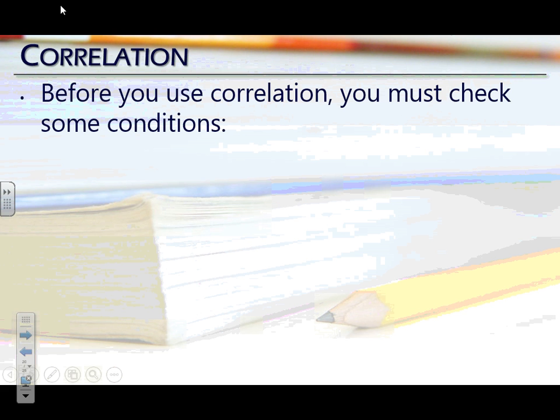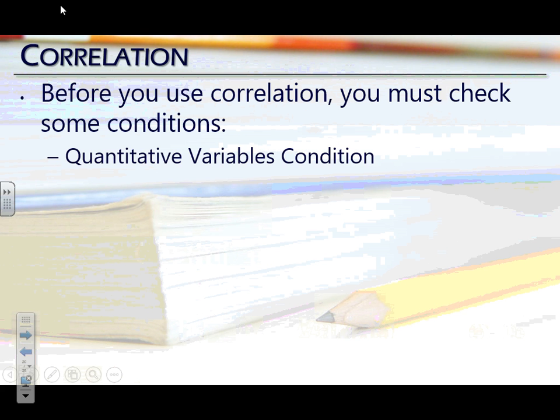Okay? Three things before you do anything with correlation. First, you need to make sure you're actually dealing with quantitative variables. If you don't have quantitative variables, you can't do correlation. It only works on quantitative. You need to make sure that you have a linear association. If your association is nonlinear, correlation is useless to you. It's not going to tell you anything worthwhile.